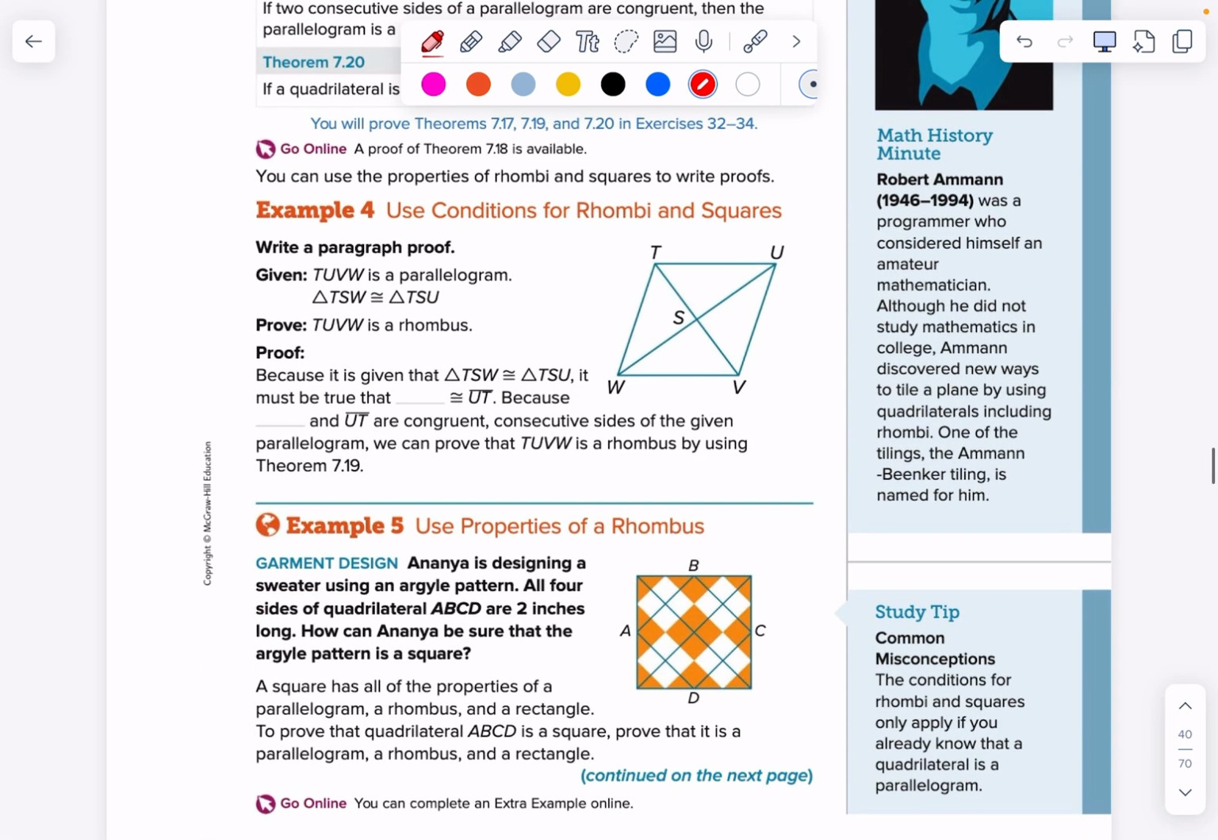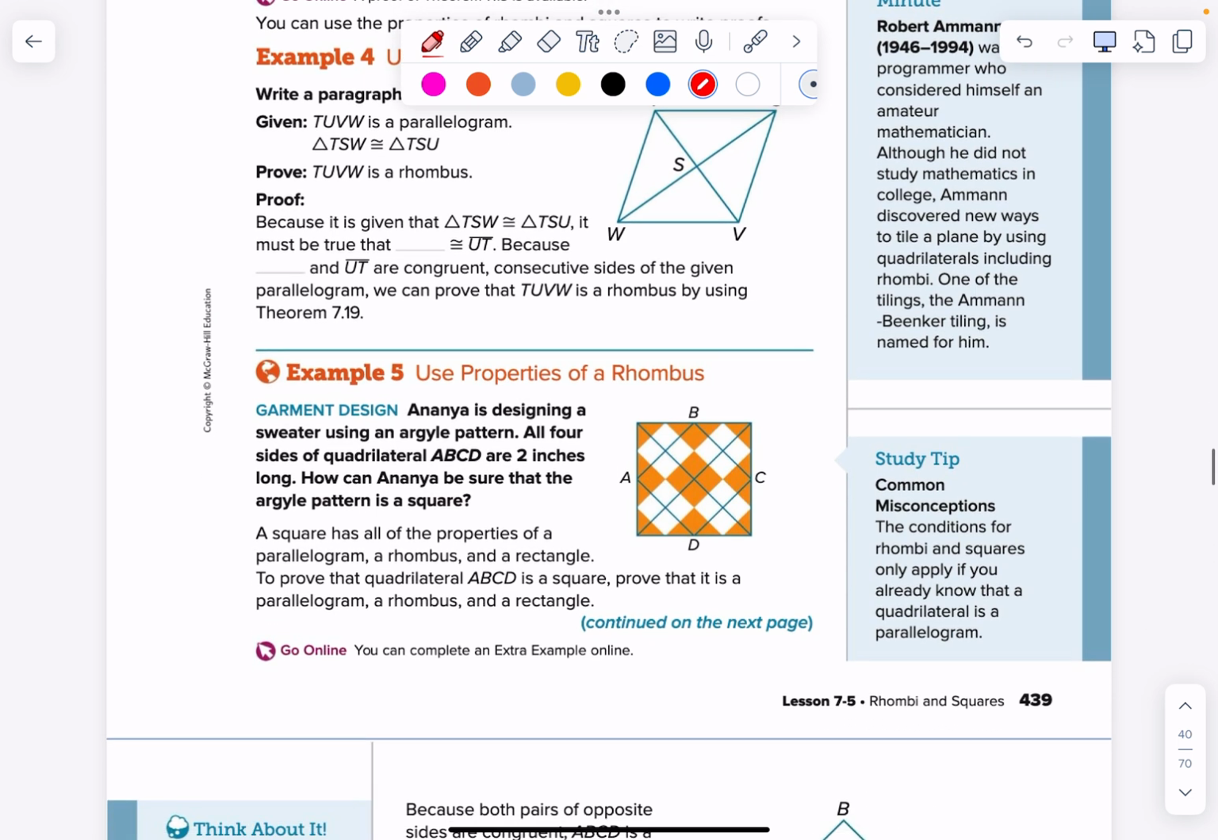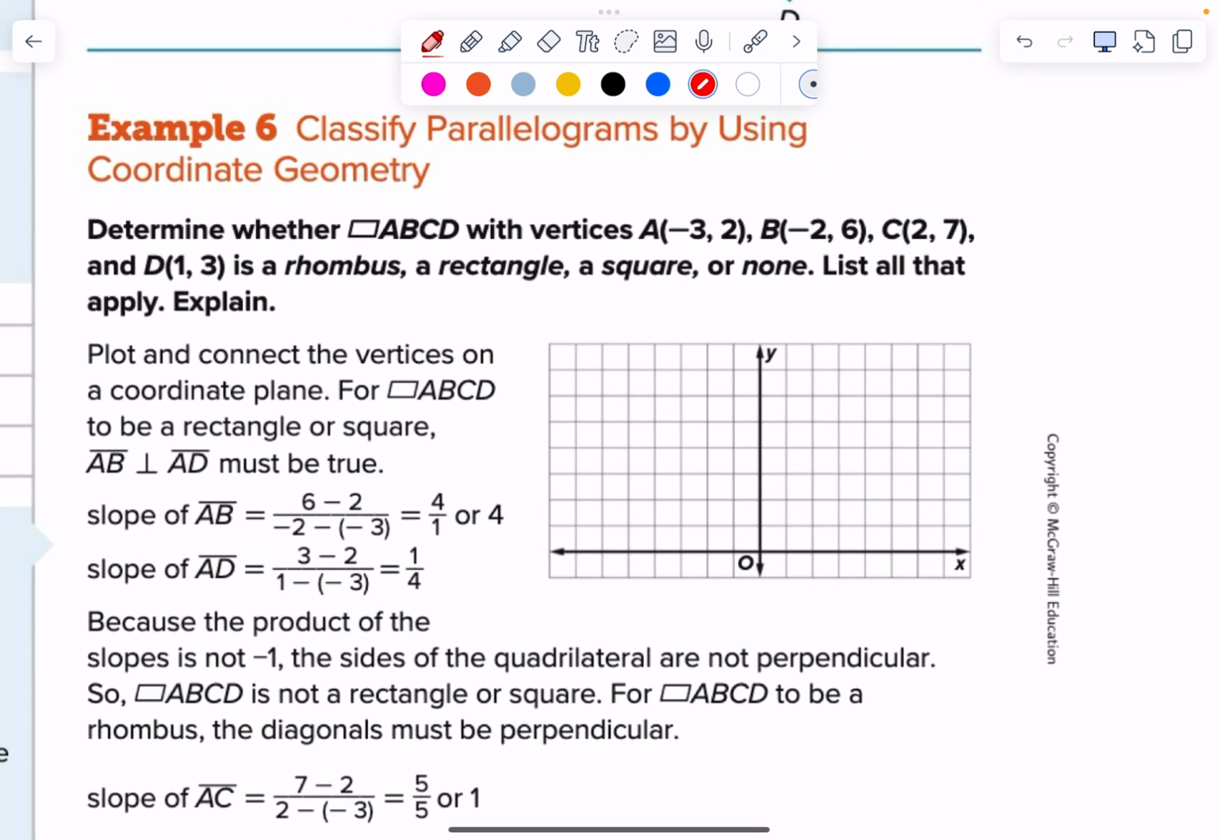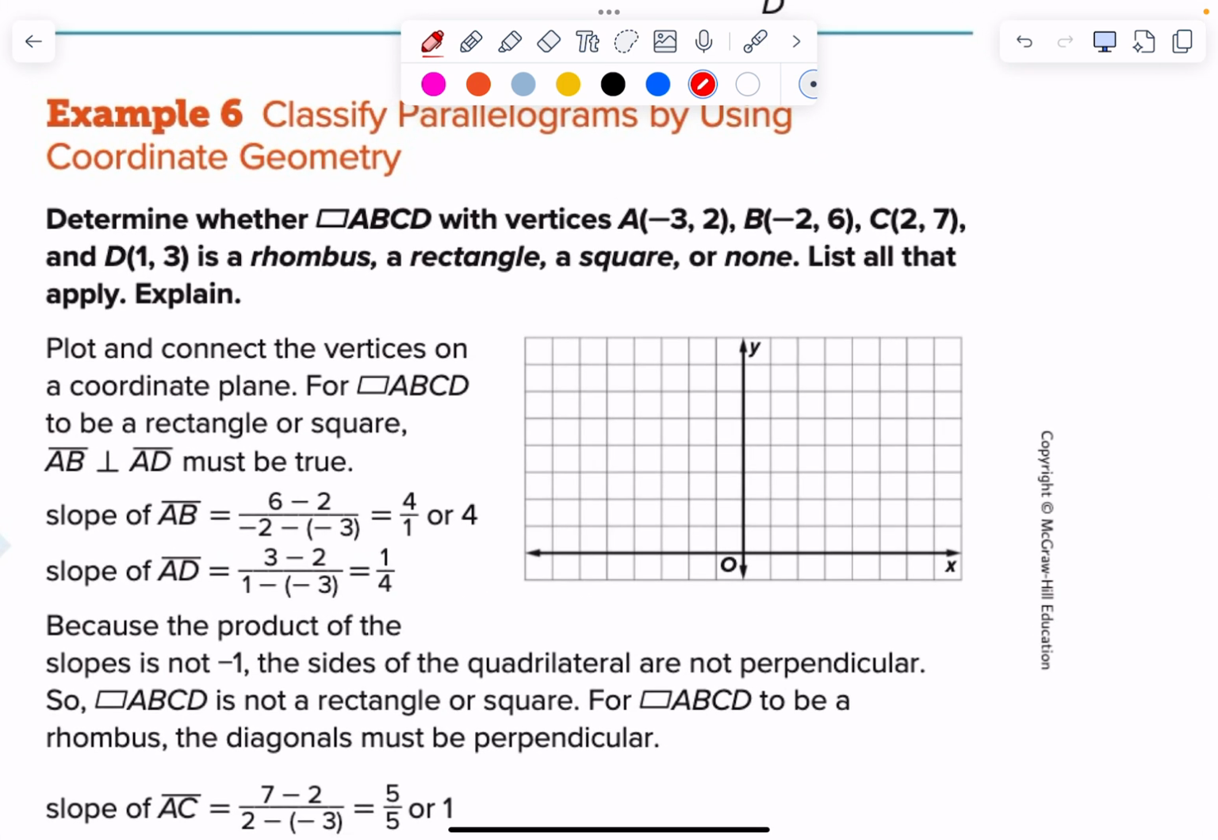Let's skip example 4 and go to example 6. Tests, classifying parallelograms, using these tests, all the things. You're not going to like this, but you're going to do it all. Determine whether this thing is a rhombus, rectangle, square, or none. List all that apply. All right, let's plot them.